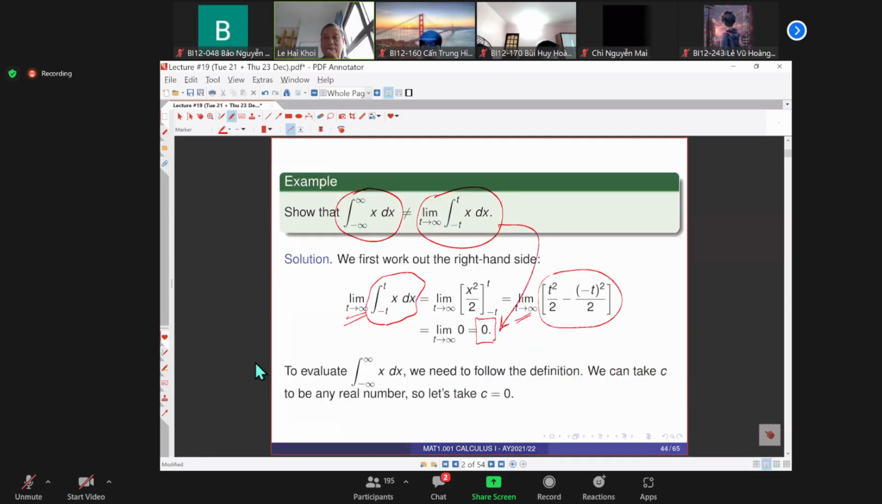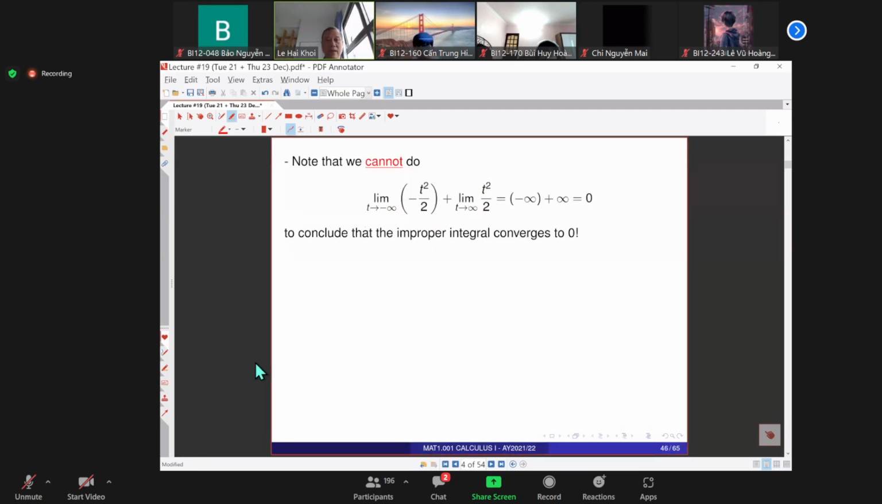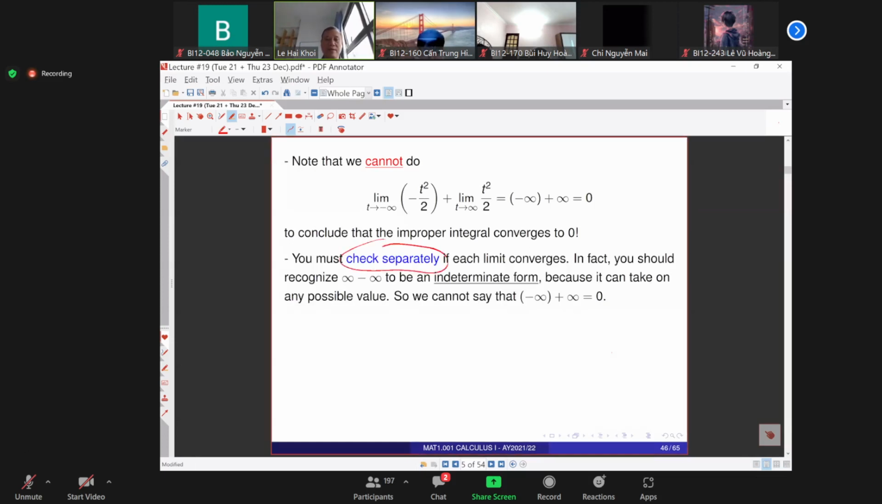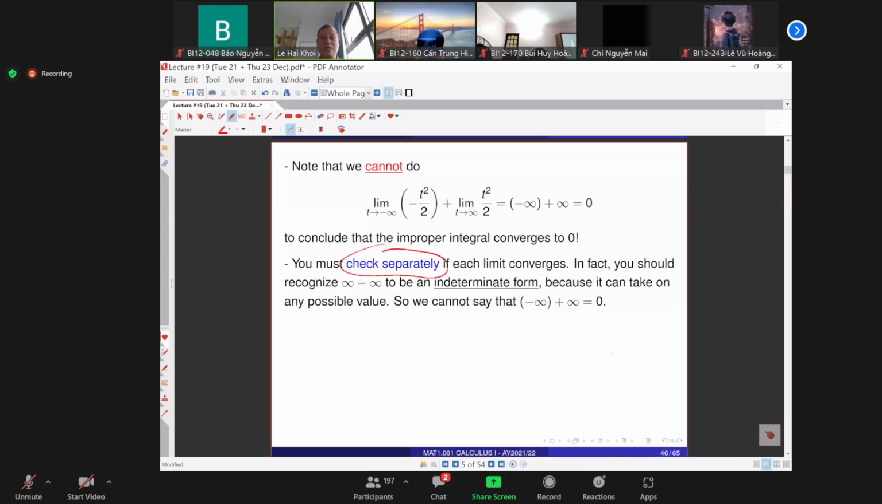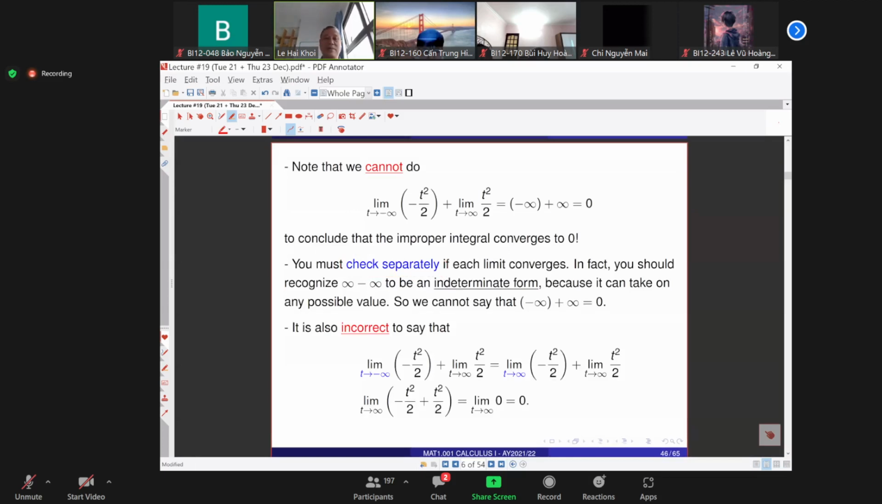When we compute the right-hand side, we have 0. So it is not the same, right? That is, we cannot use such a definition for computing the integral from negative infinity to infinity of f(x) dx. We must check each limit separately to show whether it converges or not. So this is incorrect, because we don't have such convergence.